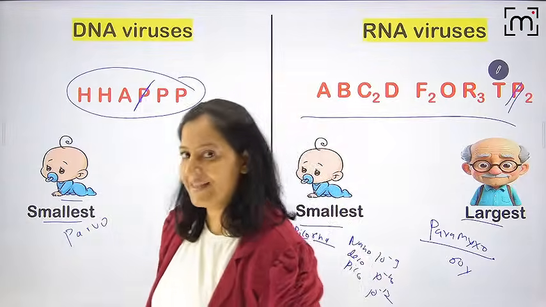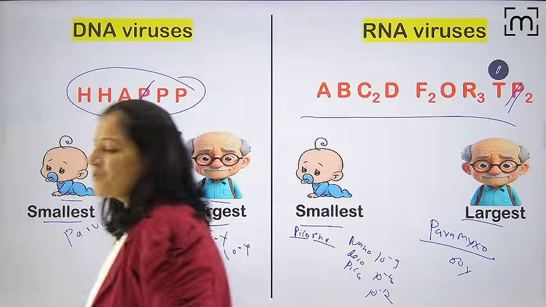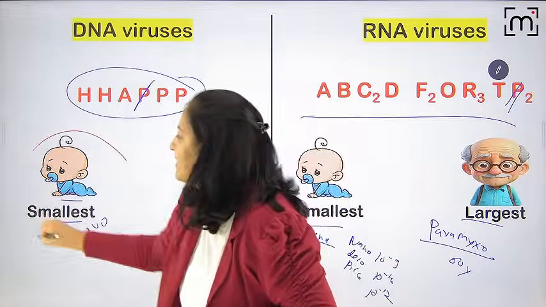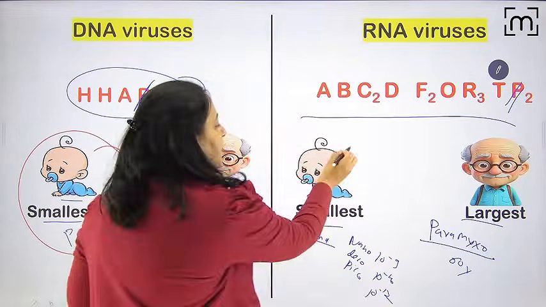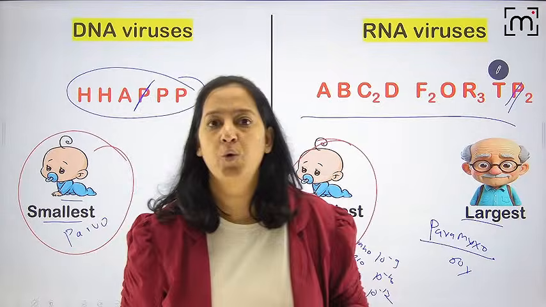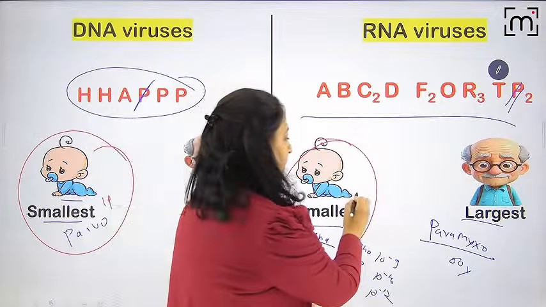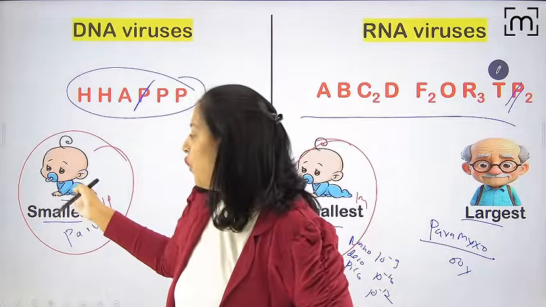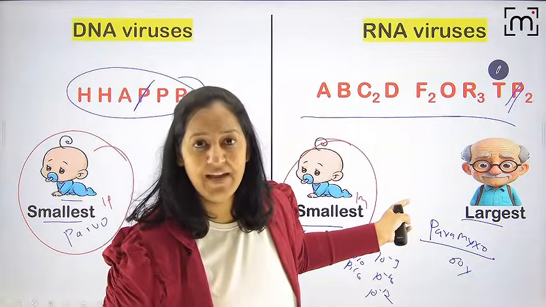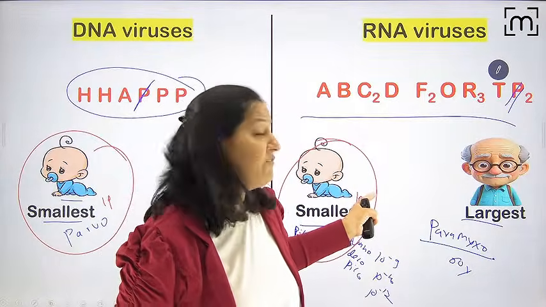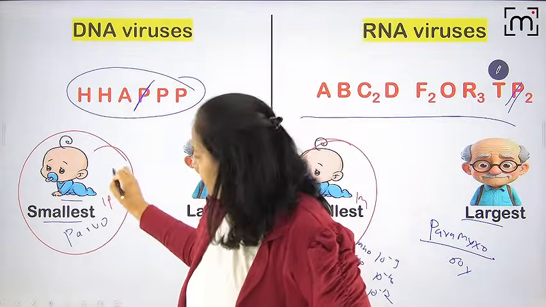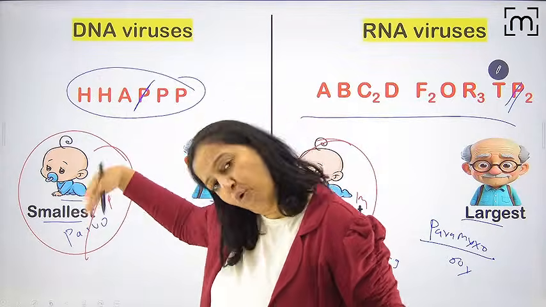Let's do the competition between them. First, compete the 2 newborns: Parvo with Picorna. Who's smaller? This one is 1 day old, born today, and this one is 1 month old. So who is smaller? Parvo only. The DNA one is the overall smallest.